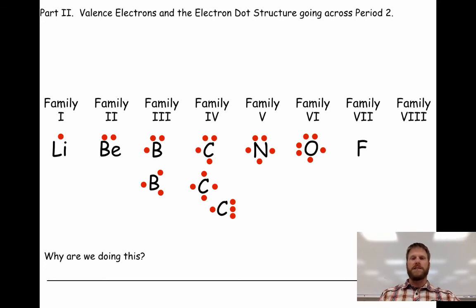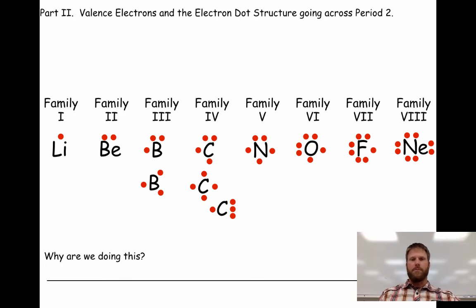Fluorine is family 7. It has 7 valence electrons, so we'll start adding electrons and then doubling them up when we need to, and when we get to 7, we're done. And then we've already done neon. It has 8 valence electrons, so it has a complete valence shell. So that is how you represent the elements in period 2 as electron dot structures.